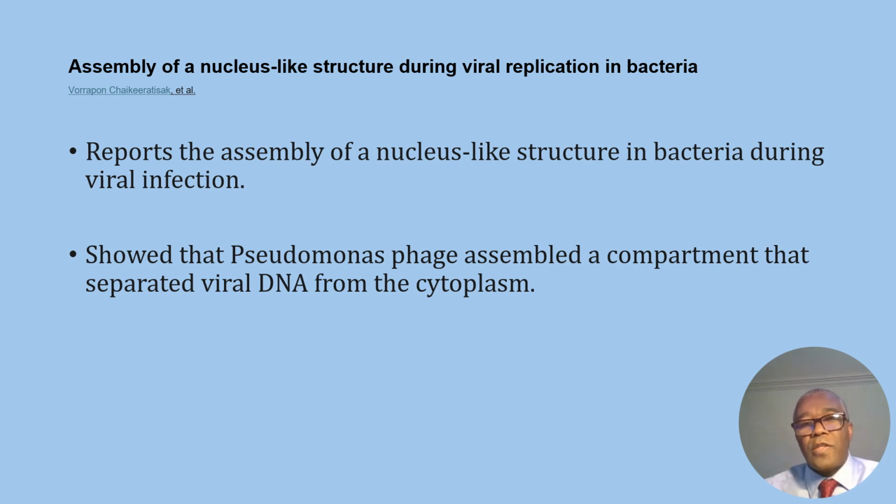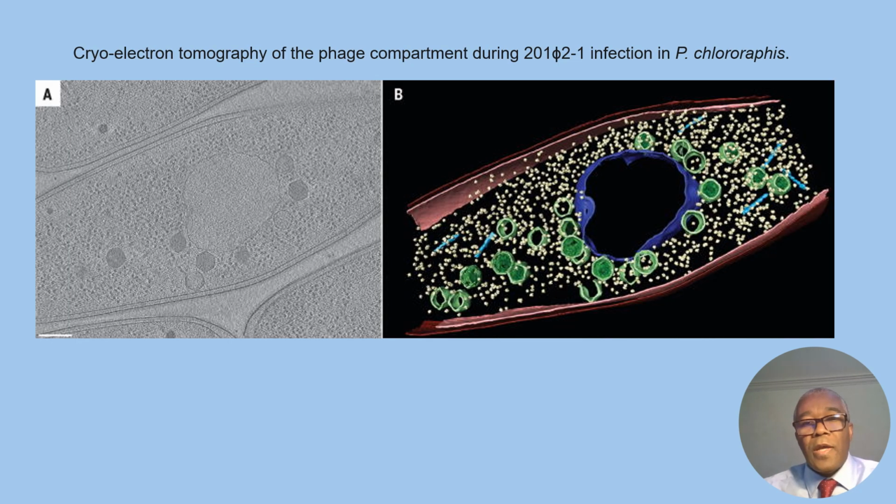Particularly, they studied the Pseudomonas phage, which assembled a compartment that separated the viral DNA from the cytoplasm. Here, this is a tomogram of this process. On the left in A, we can see the nucleus-like compartment that's formed, while you can see the capsids of the virus being formed on the side. The dark capsids are those already filled with the viral DNA before they are released. On the right, it's a colored picture of that. You see the nucleus-like structure formed by the virus inside the bacteria, and then the capsid and also the tail of the virus that has to be attached to the capsid before they are released.